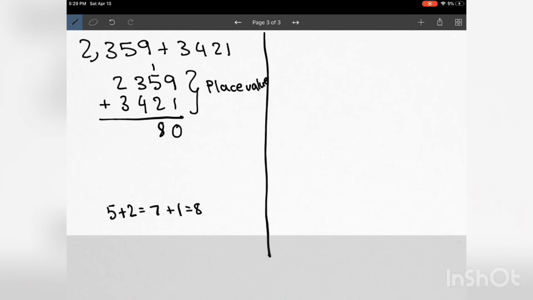3 plus 4, you can write it underneath if you want, but you don't have to. 3 plus 4 is 7, and then 1 more to the left. This is your last place value, the thousands place, which is 5. So the final answer would be 5,780.